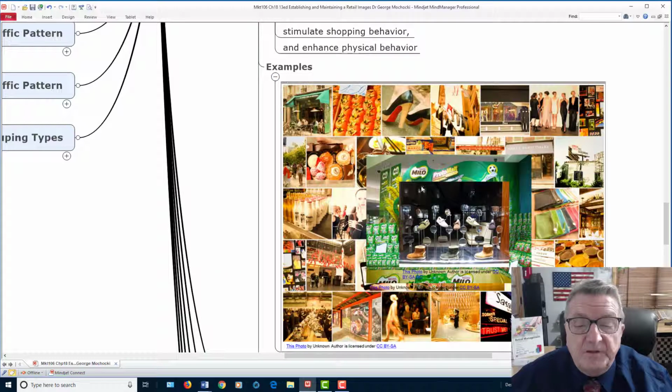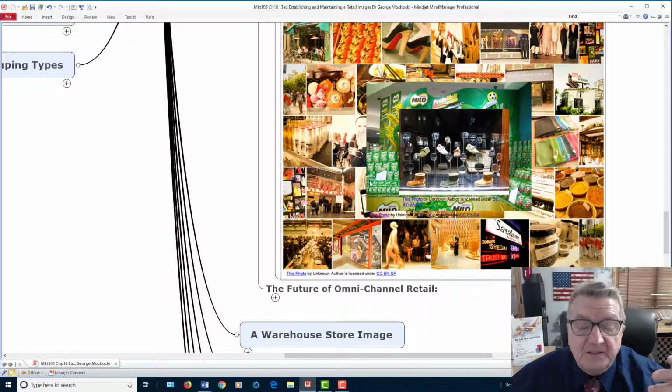And they've got some examples. Look, these are all different ones. This is a little higher end. These are just for a shoe. This is a grocery store. It could be Whole Foods. All these give me that idea.